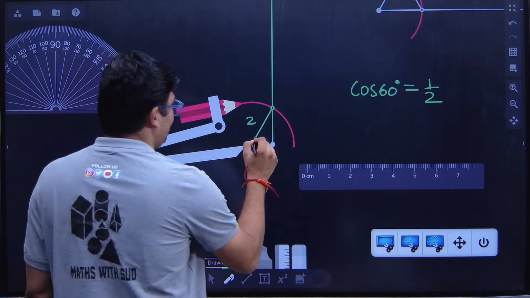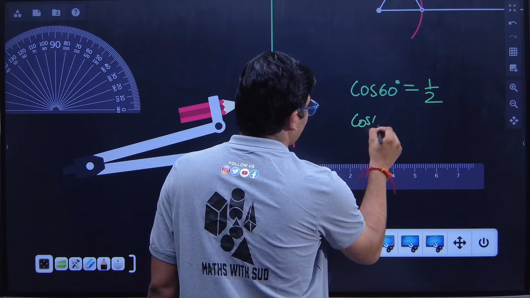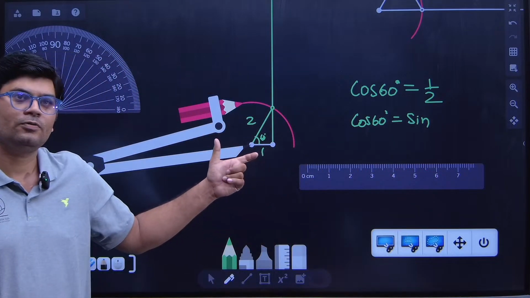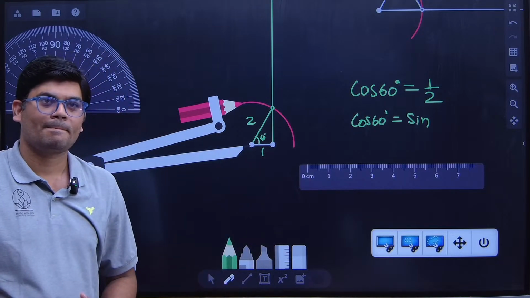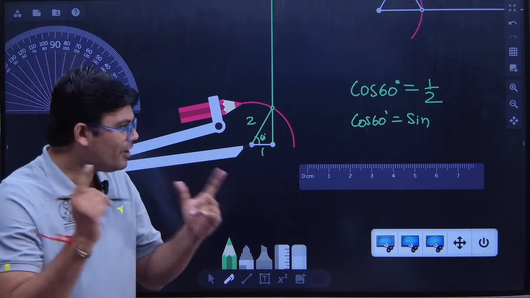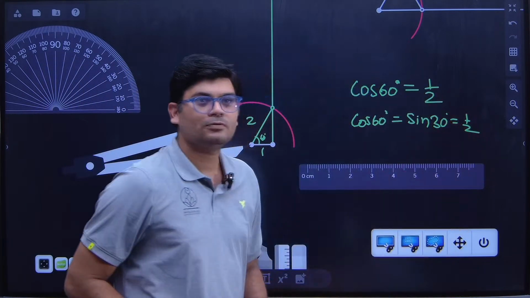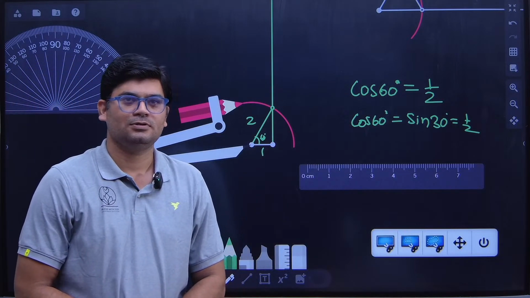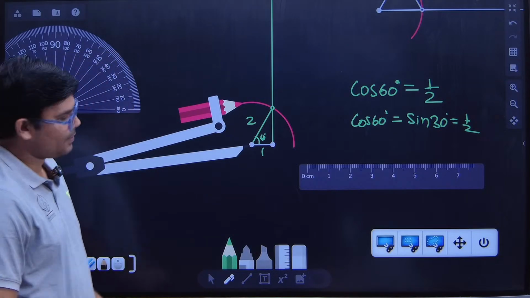Now can you tell me immediately, I taught you cos of 60 degree is equal to sine of what? Just now I taught you. Cos of 60 degree must be equal to sine of what? Sir, cos of 60 degrees is equal to sine of 30. Wonderful. So that means sine of 30 degree is also equal to 1 by 2. With the help of one angle, you remember 2 angles. Alright? Yes, sir.